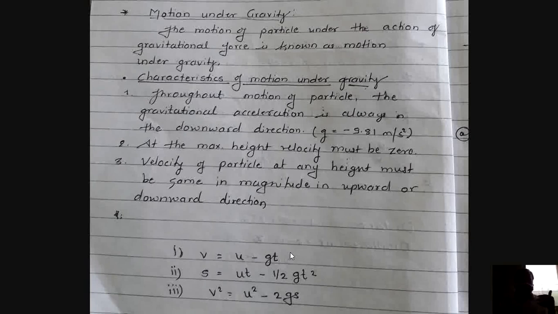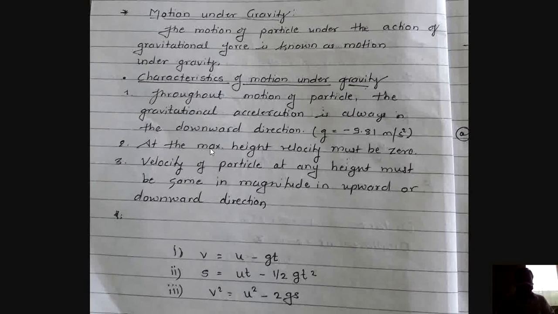There are different characteristics. First, throughout the motion of the particle, the gravitational acceleration is always in the downward direction. So gravitational acceleration g is equal to minus 9.81 meter per second square. Second, at the maximum height, velocity must be 0. If velocity is 0, then only the object will come downward; if it has some velocity, it will go upward. Third, the velocity of the particle at any height must be the same in magnitude in the upward or downward direction.